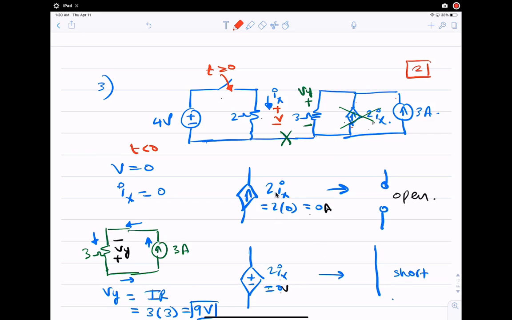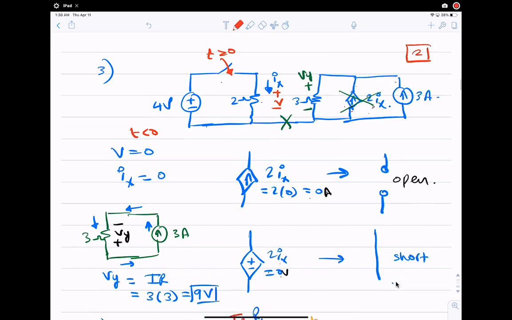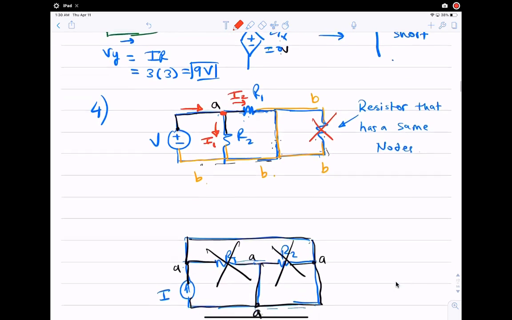So it's a short circuit. Pay attention to this. If for some reason the dependent source has a value of 0, look, if it has an arrow inside it, that means it's an open circuit. If it has a positive and negative, that means it's a voltage. This means it's a short circuit. Okay? Let's move down to our fourth trick.